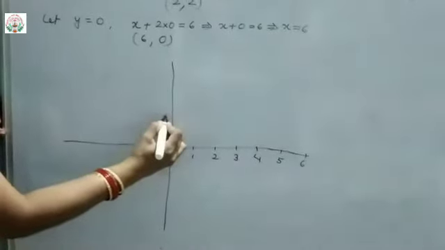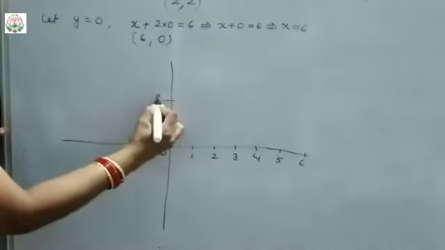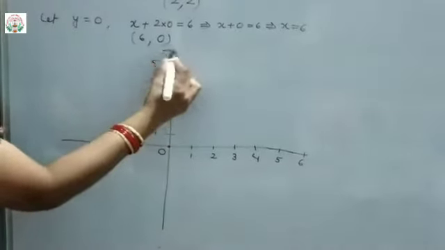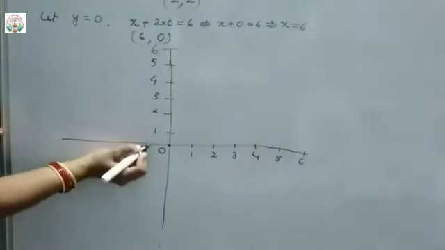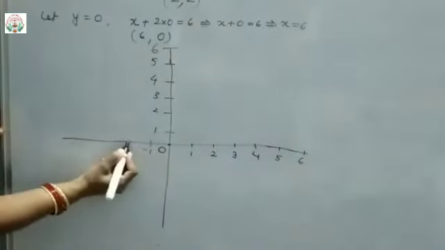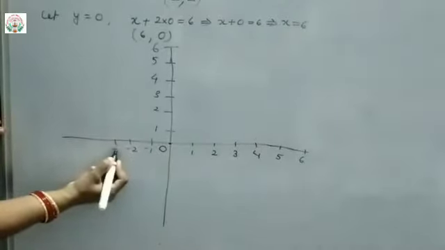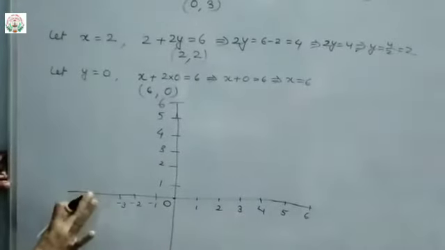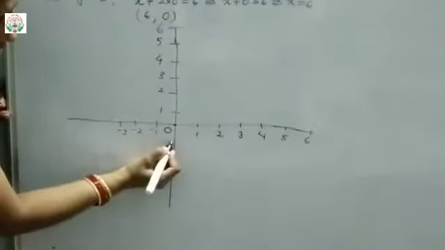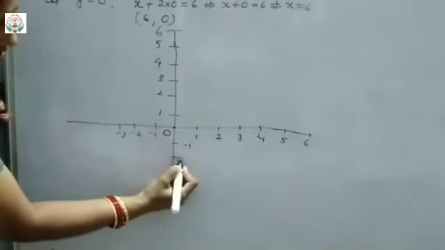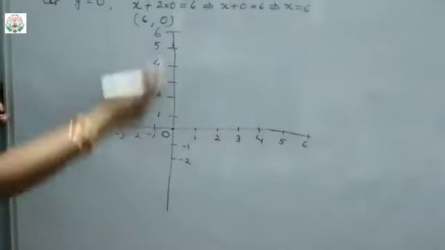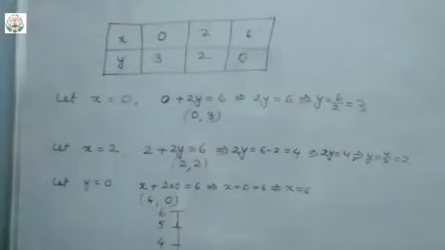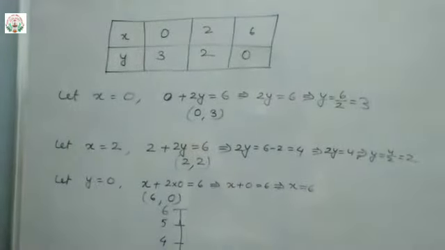This is 1, this is 2, this is 3, this is 4, this is 5, and this is 6. Same way, -1, -2, -3. So here you can see nowhere we got minus values. So up to 3 only I will take and leave. And down also -1, -2. So down y-axis also you can see y points are not negative here in these 3 points. So you can take up to -2 and leave it.